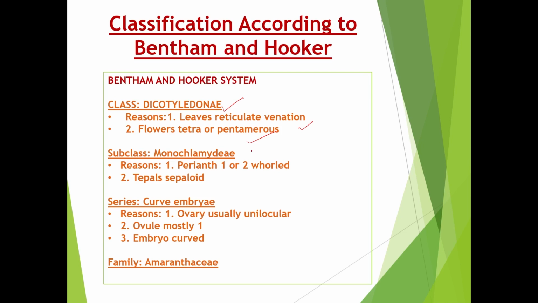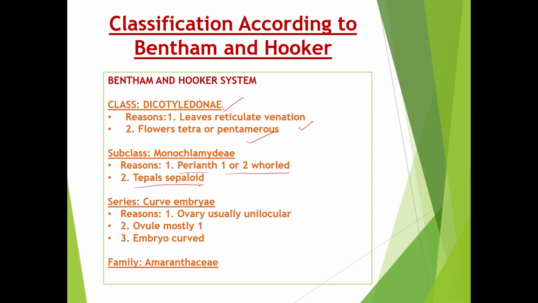Then in the dicotyledons, this family belongs to the subclass Monochlamydeae. Monochlamydeae means the perianth is arranged in either one or two whorls. As you have already studied in the Bentham and Hooker system of classification, Monochlamydeae are the group of plants that don't have a distinction of calyx and corolla, which is termed the perianth. It will be present either in a single whorl or in two whorls, and the unit of the perianth is called tepals.